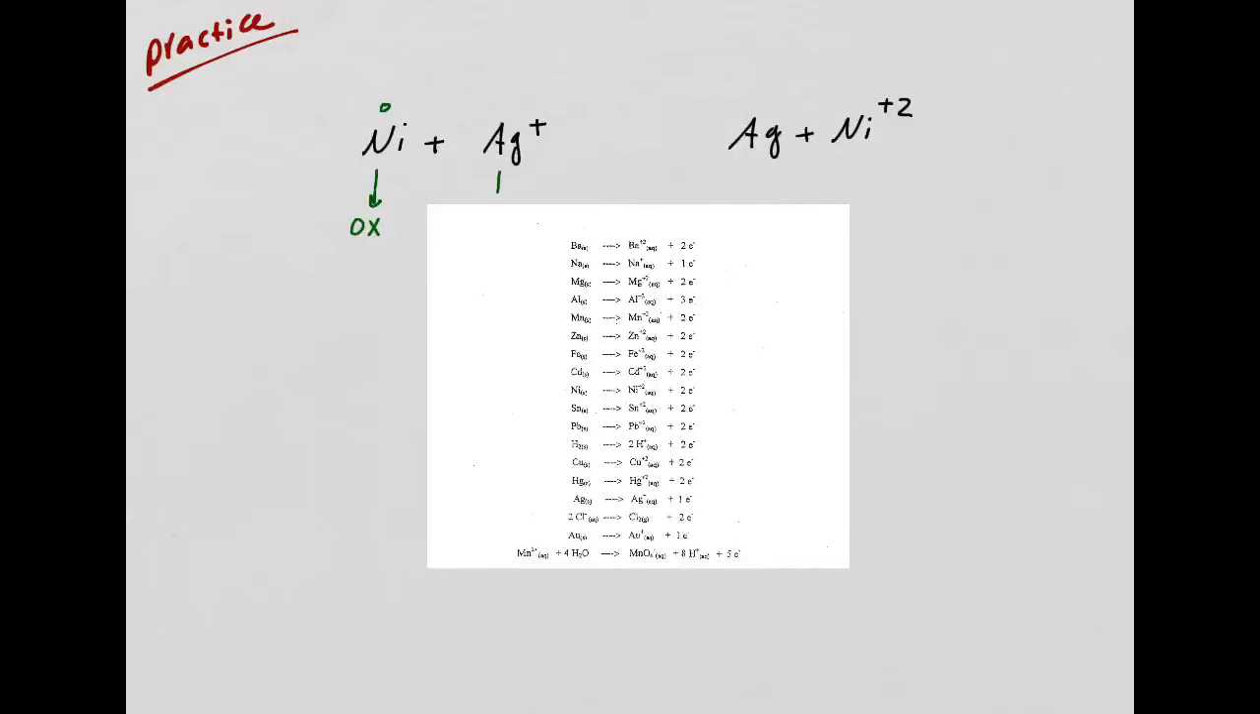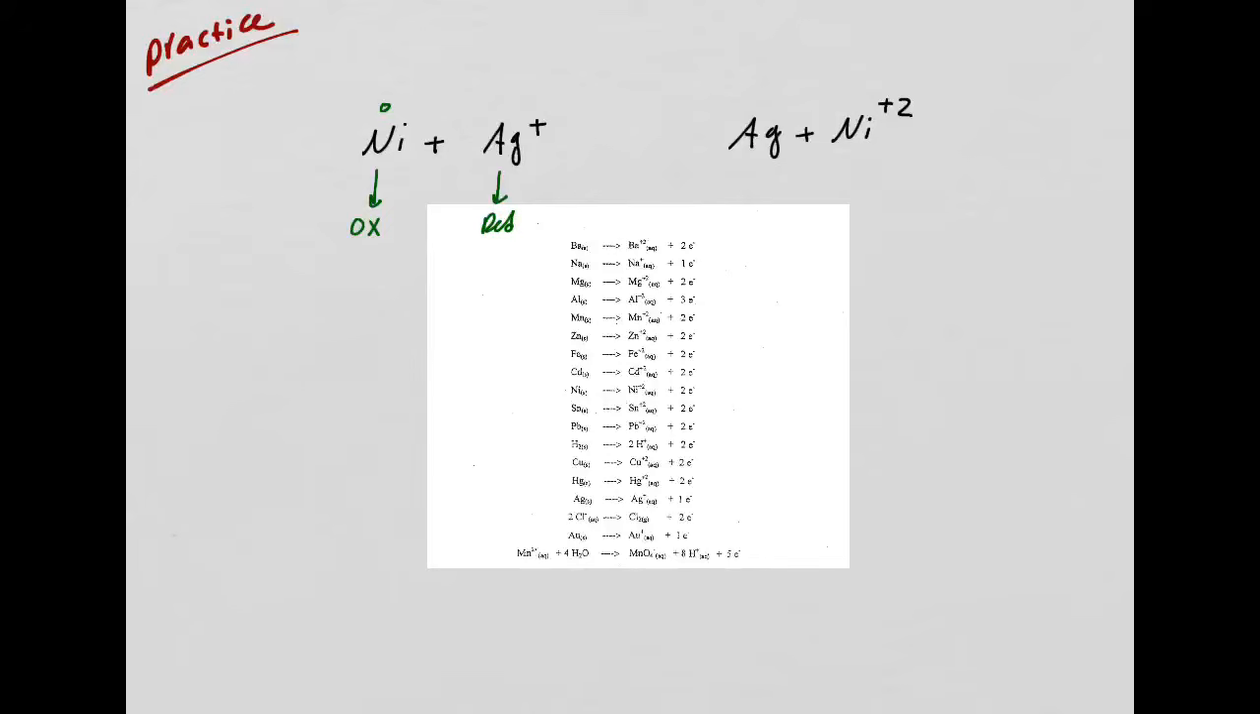Now, what's going to happen to silver plus 1? So silver is silver plus 1, right? So now the only option it has is to go to silver 0, which means it's going to get reduced because it's going to go from silver plus 1 to silver 0. Plus to 0, you're going to get more negative, so it's going to get reduced.